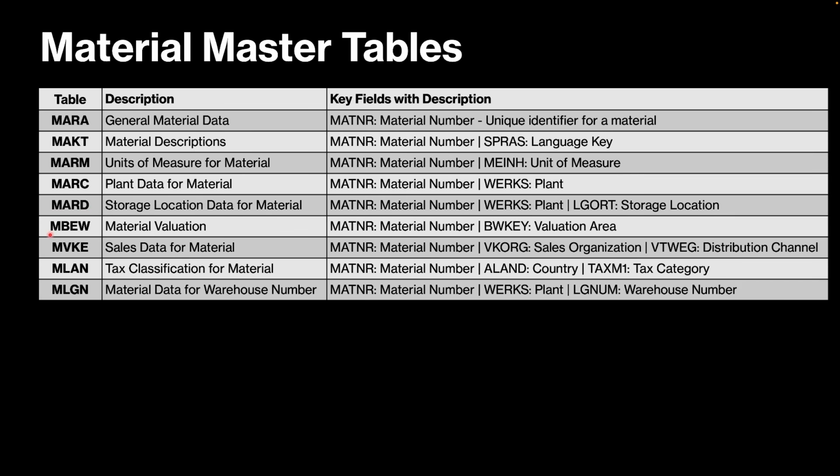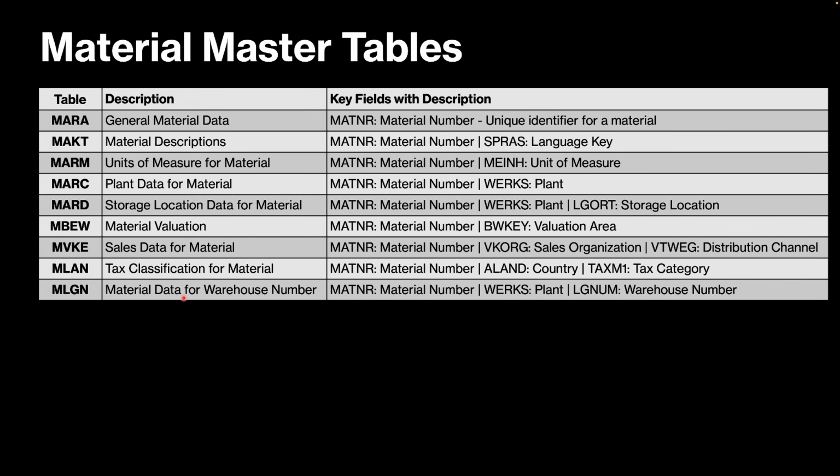Then you have table MBEW, that is for material valuation. As we saw in our previous videos also, when you maintain your accounting data in your material master, you have to basically enter the valuation class, the price control, the moving average prices. So all that data is stored in this table MBEW. Then you have sales data for material table, that is MVKE. Here you can save the sales related data for the material. Then you have these two tables, that is for tax classification and material data for warehouse number.